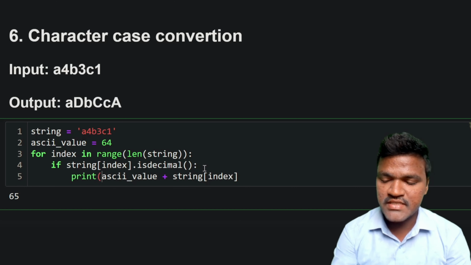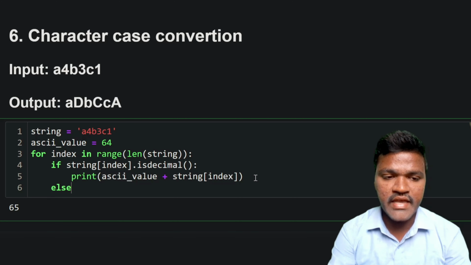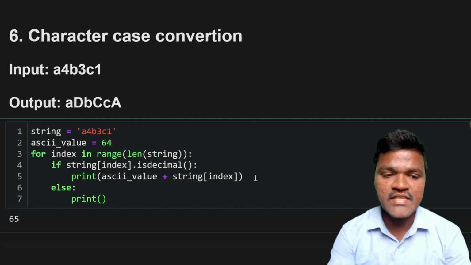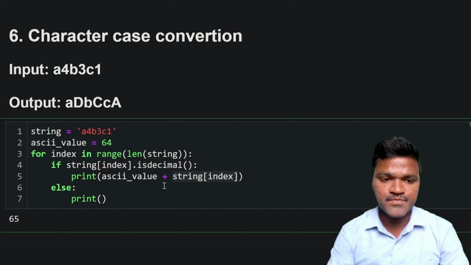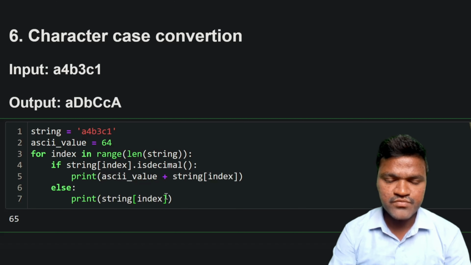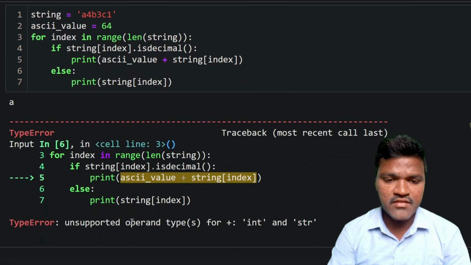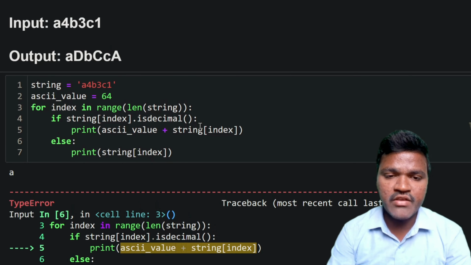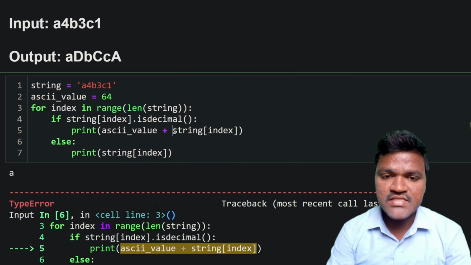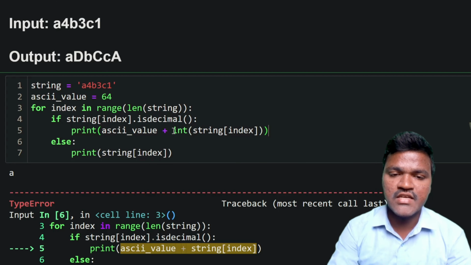So I will print this here. Later, in the else, we are simply printing the remaining characters, which is nothing but string of index. I will mention the same thing here. Now if I execute this, we are getting A, and we are getting a problem here: int and string is not supported. Previously we were getting this string index as a string type. So we need to convert this into integer type by mentioning int, which is type casting here.